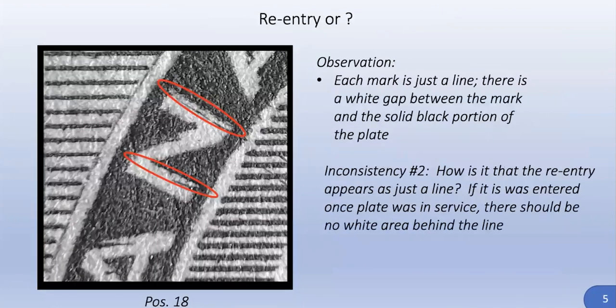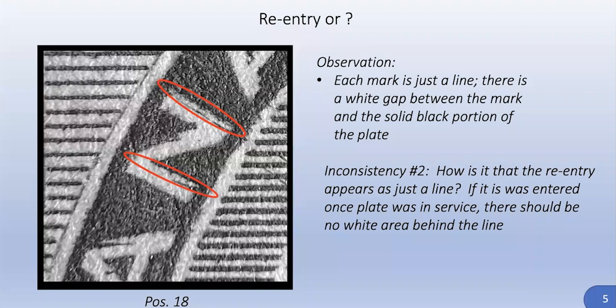Specifically, each mark is just a line. There's a white gap between the mark and the solid portion of the plate, or the cave, if you will. That's where the ink is being deposited, where it's black. That's an inconsistency. If it was a re-entry, where the transfer die was pushed onto the plate, why is it just a line? It should be a solid, because that whole plate was pushed there. It created the line, and it also filled in the area to the right of the line or above the line in both cases. So this is what most of this presentation deals with now.